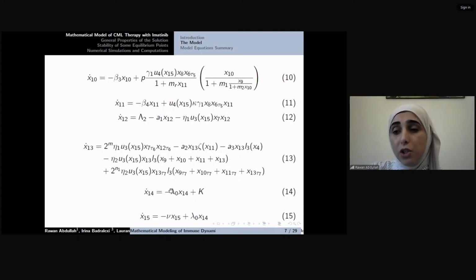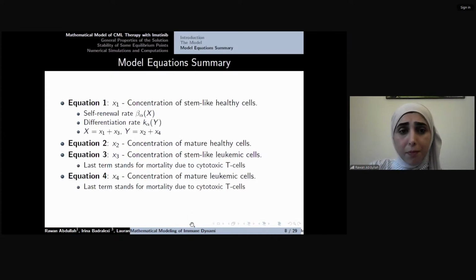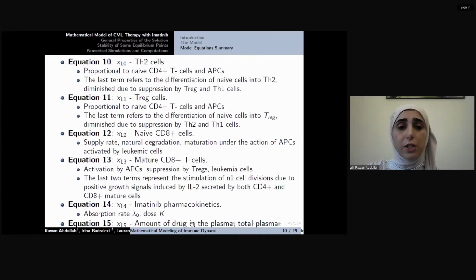The final equation represents the imatinib pharmacodynamics, in which this is the absorption rate, this is the drug dose, and the final one represents the amount of drug in plasma. Now, here are the equations that we talked about.